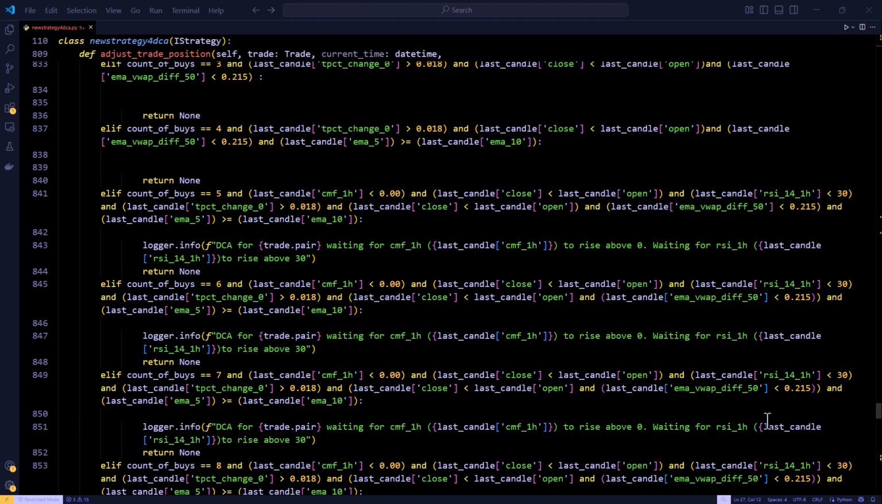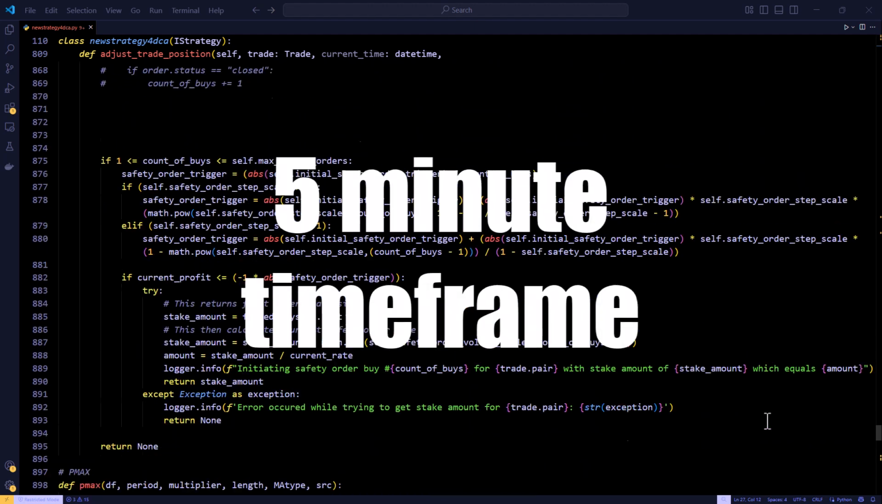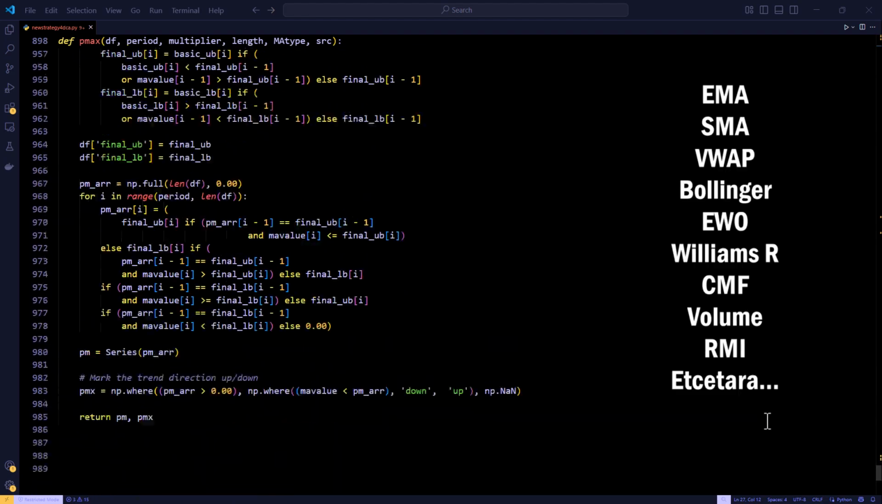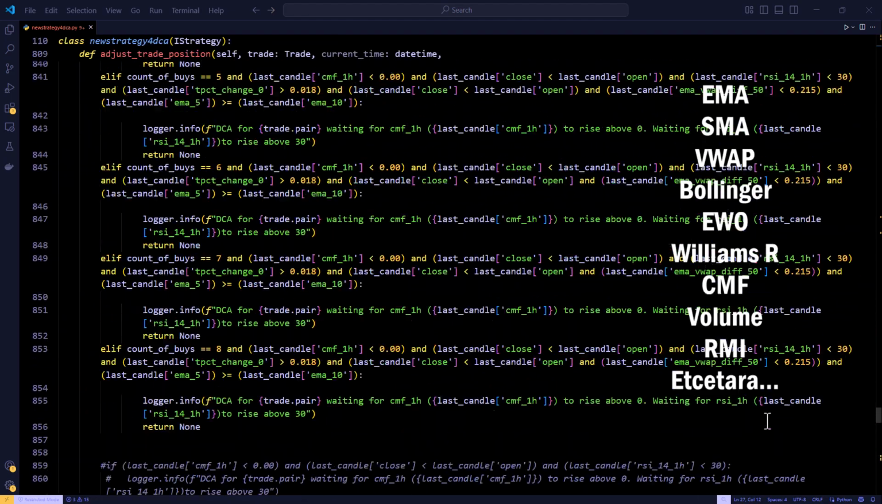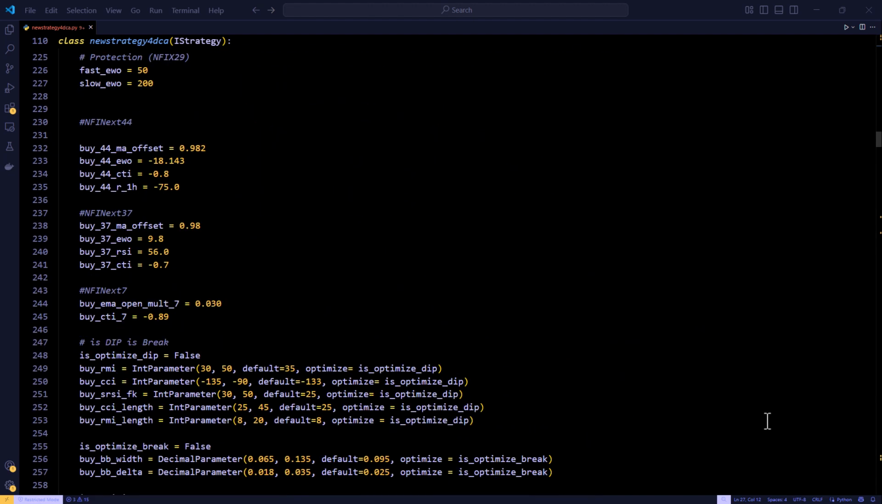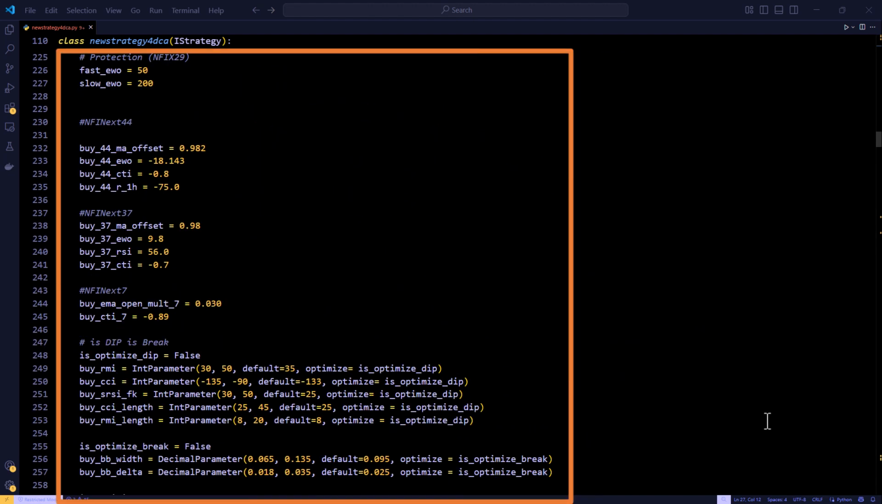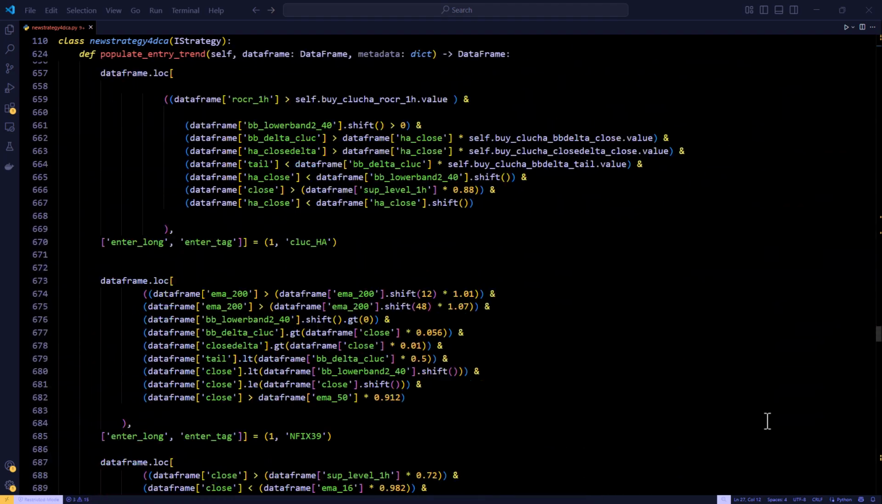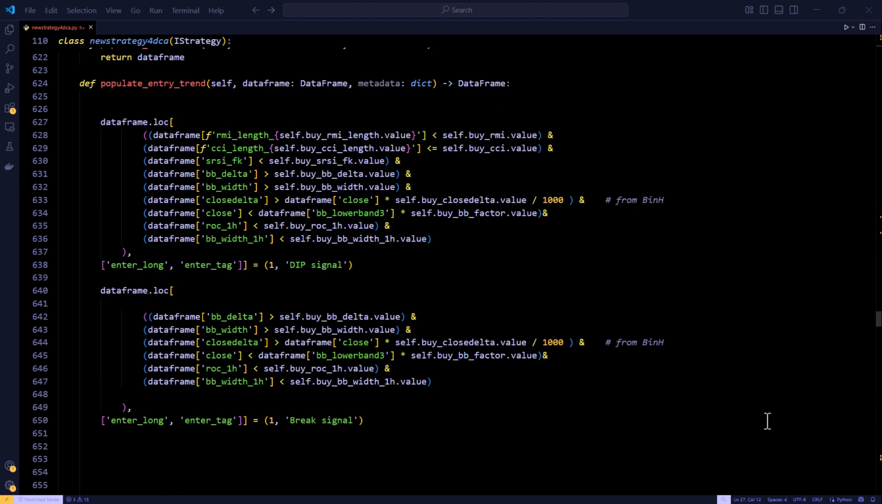Now, about the strategy itself, it uses the 5-minute time frame and multiple indicators for the entry and exit rules, like EMA, SMA, VWAP, Bollinger Bands and RSI, to mention a few. And if you browse through the code, you will find multiple indicators at the top of the script in the hyperopt section here.